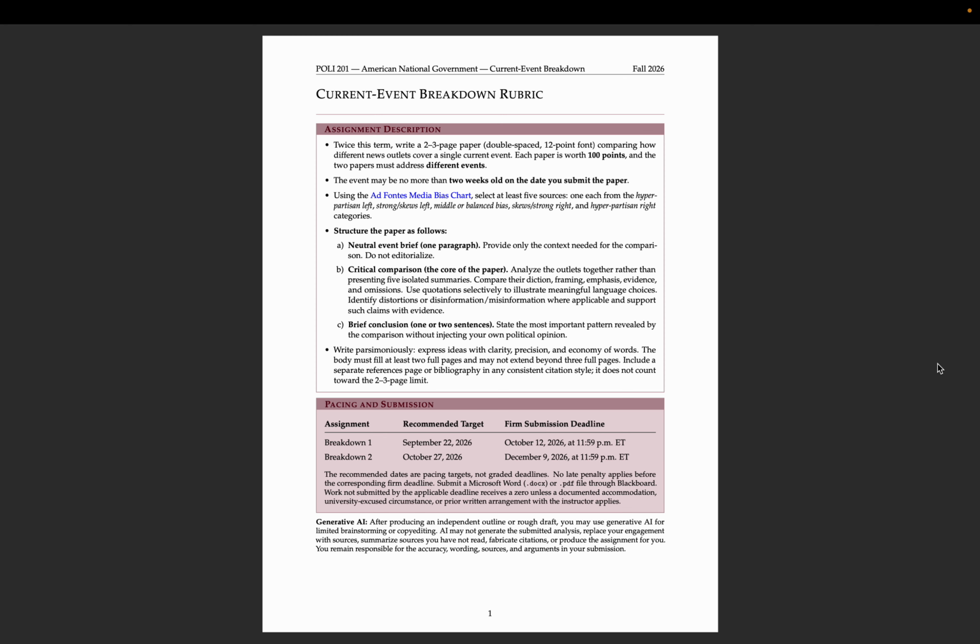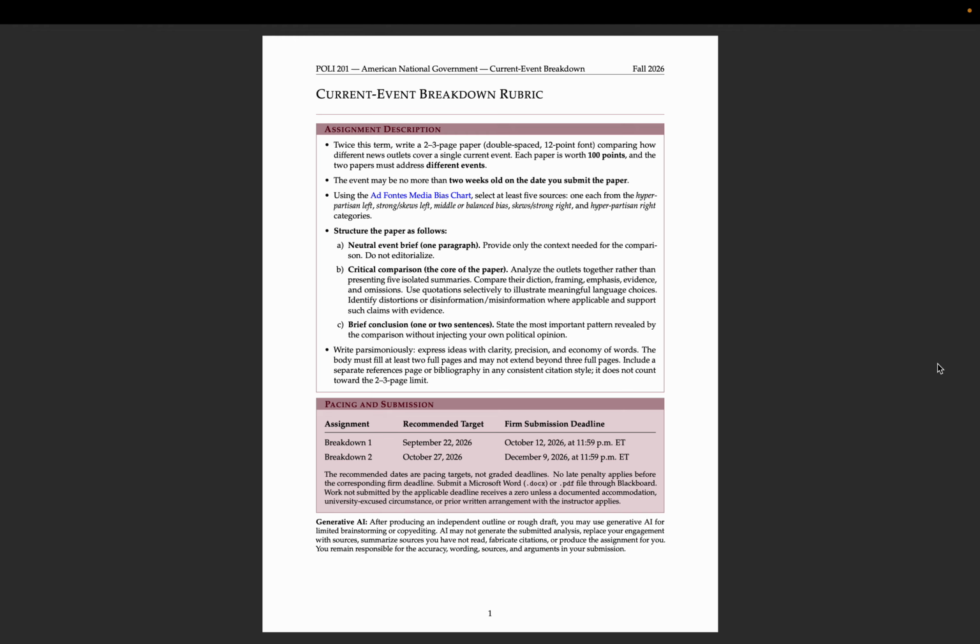Then the core of your paper, the meat and potatoes, should be this critical comparison. And in that, you are going to analyze together, rather than presenting 5 separate summaries, what these articles are saying. So in the past, I've had students do this incorrectly. They submit a neutral event brief memo, and then they go source by source.